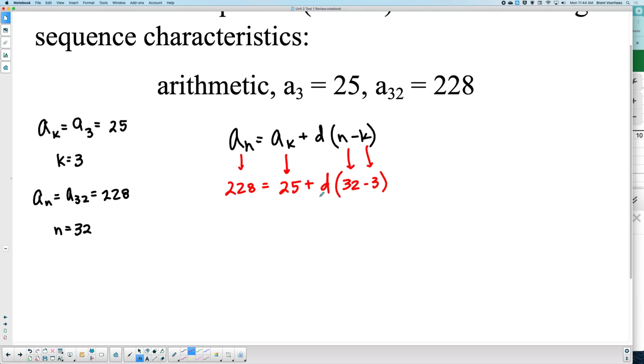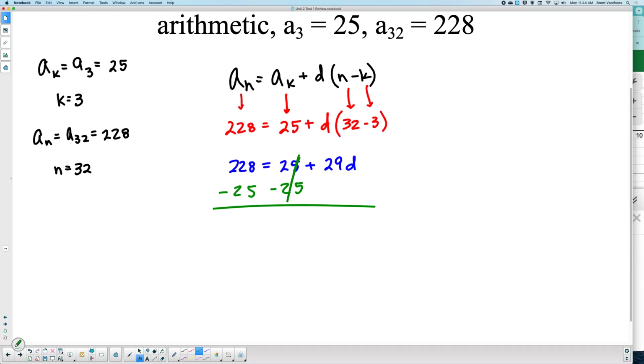We're solving for our common difference here. I'm going to follow PEMDAS, parentheses first. What is 32 minus 3? So 228 would equal 25 plus, you said that's 29, I'm going to rewrite this as 29d. How would you solve from there? Subtract 25 from both sides? So when I subtract 25 from both sides, 228 minus 25 is 203. So 203 would equal 29d.